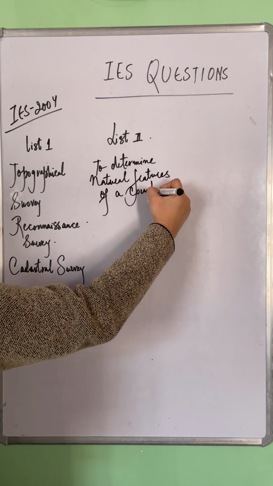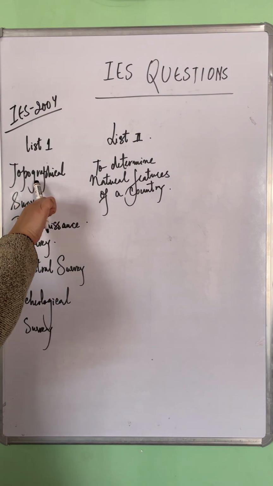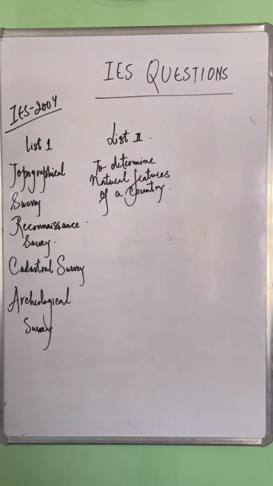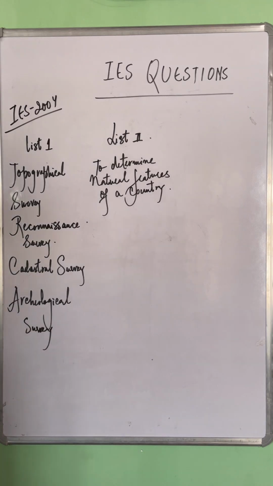If you may recall the discussions as held in the theory part of the same chapter, wherein I told you that we conduct these topographical surveys to prepare topographical maps or the topo sheets of an area that has to be surveyed, and these topographical maps or topo sheets, in addition to the plan, also show us elevations of the terrain. That means they show us different natural features of a country. So topographical survey is a type of survey. It's one of the functional classifications of the survey, and it's used to determine natural features of a country.